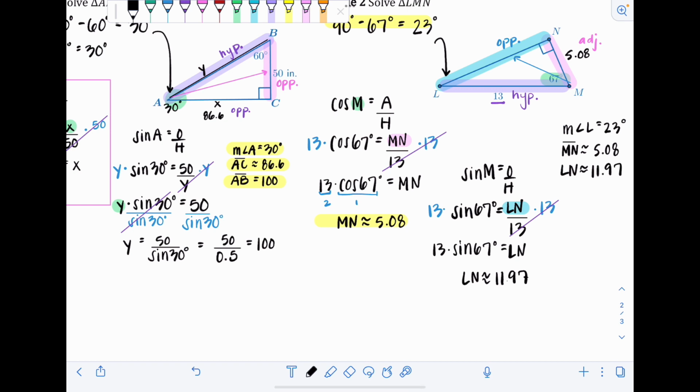It's important to realize that depending on how you round, or if you use the Pythagorean theorem, you may end up with slightly different numbers, very slightly. You should still end up with the same whole number values, but your decimals could potentially be a little bit off. It's nothing to stress about though. So the measure of angle L is 23 degrees, MN was about 5.08, and LN was about 11.97.